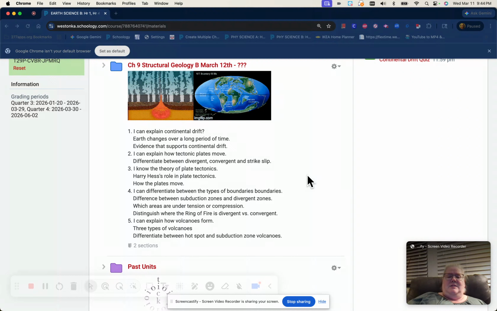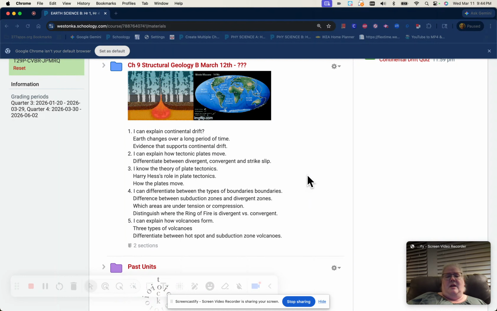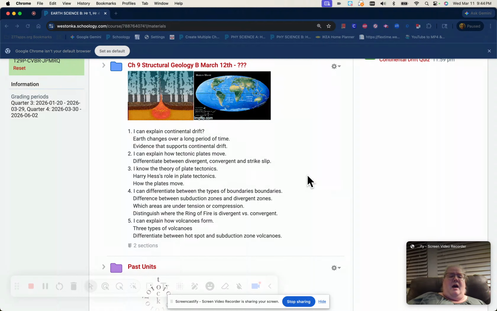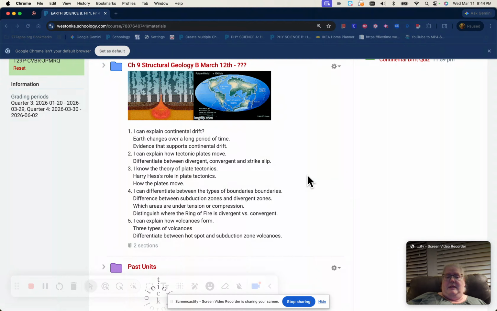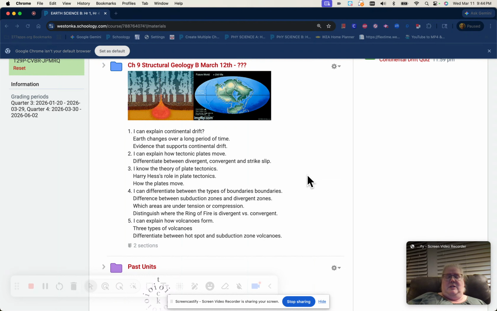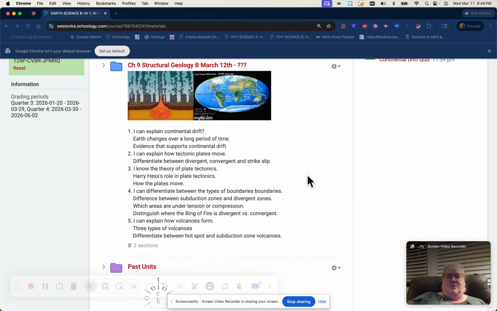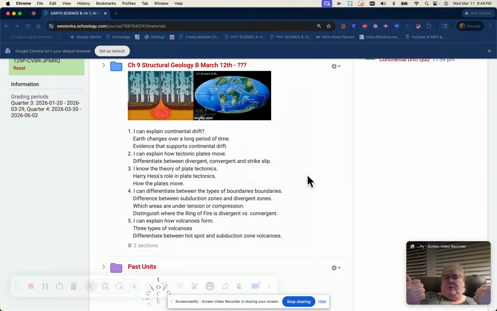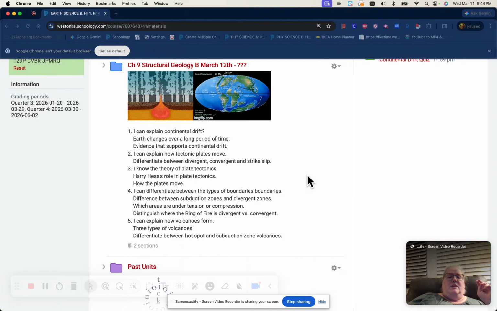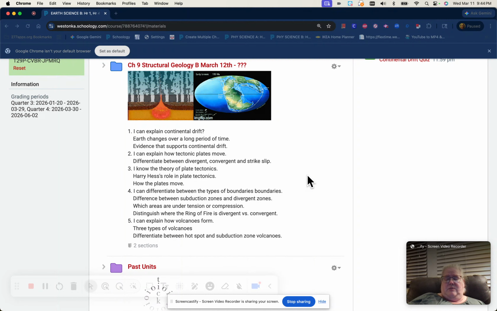You can explain how the tectonic plates move, what's a divergent, convergent, and strike slip, which again, this should be a review. I know the theory of plate tectonics. Who is Harry Hess and what role did he play in that? And how do we really know and see where plates move? You can differentiate between those boundaries. So what's a subduction versus divergent zone? Which is under tension and which is under compression, in other words, which is being squished and which is being pulled apart.